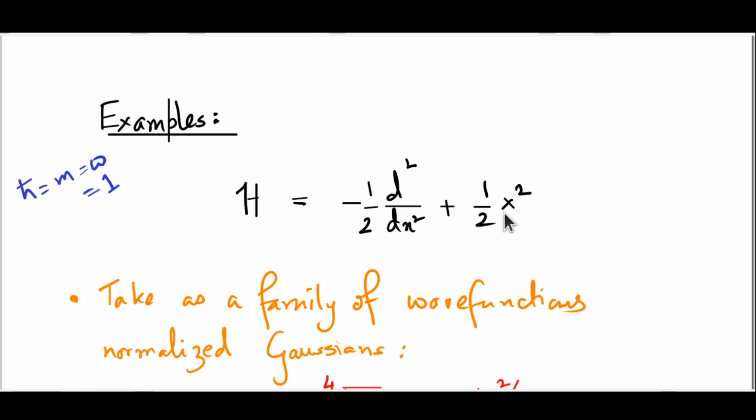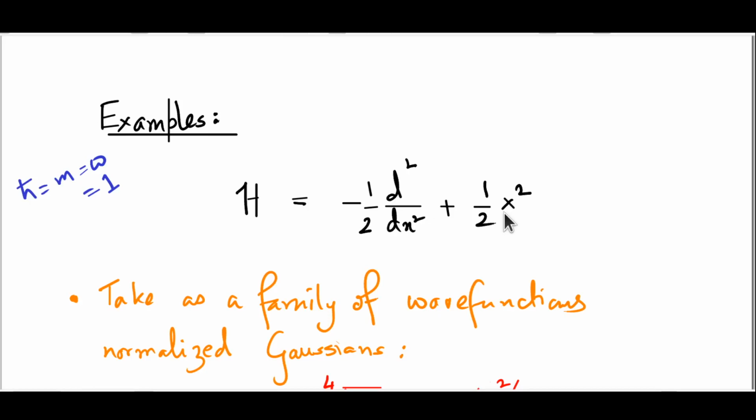Now, of course, we know that the energy eigenvalues for this particular Hamiltonian are h cross omega into n plus half, but given our choice of units, we are going to get n plus half only, h cross and omega being 1, and the ground state energy eigenvalue will definitely come out to be half. That's the exact result. Let us see what variational principle will tell us.